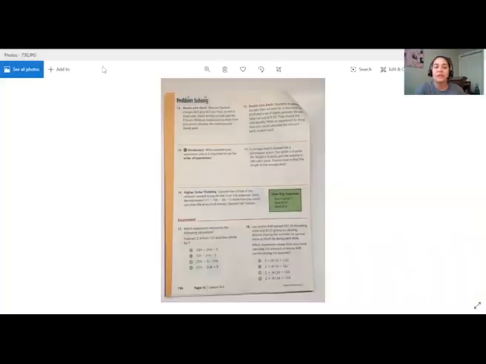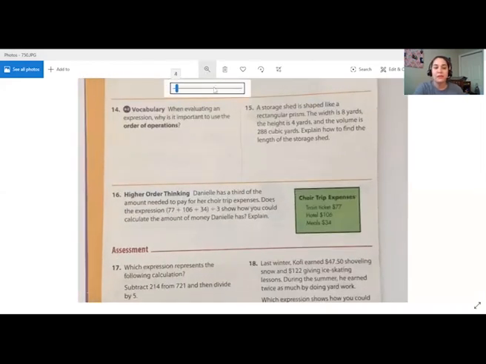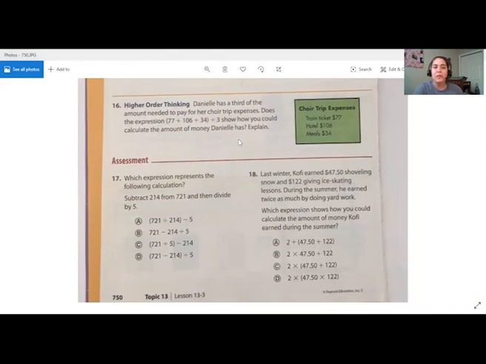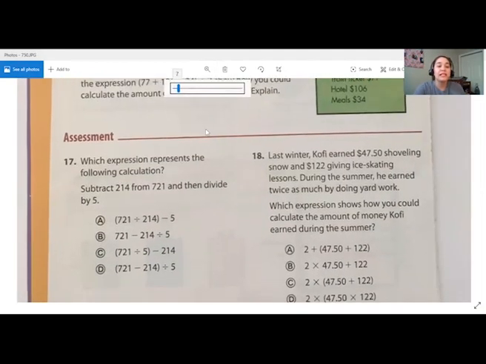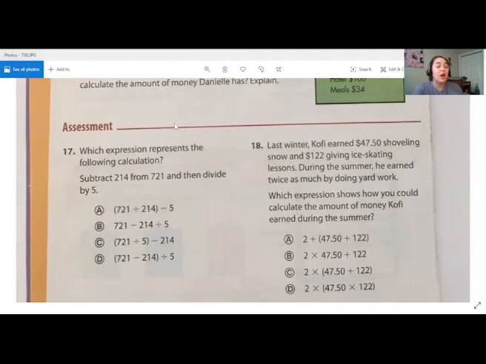I want to take a look at the assessment problem, that first one. So number 17, right on the back side of that page. And let me zoom into it. All right, you have one like this on the next page. So we're going to do number 17 as an example. Which expression represents the following calculation? They already did the work that we were doing. We just have to say which one is the right one.